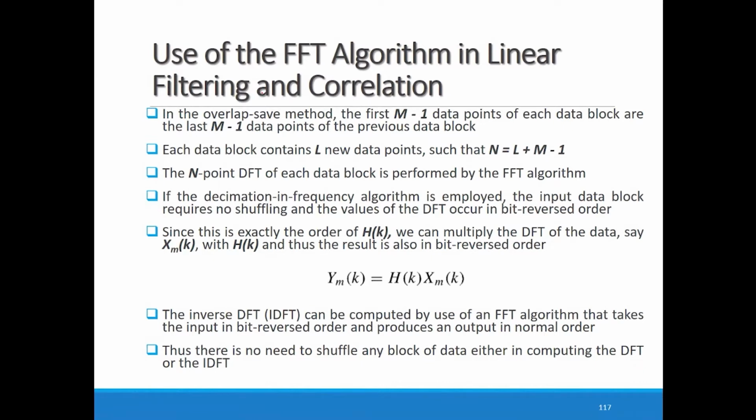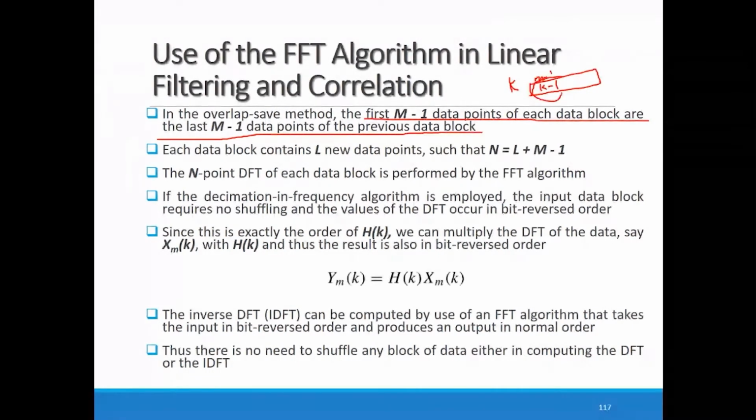So in the overlap save method, the first M minus 1 data points of each data block are the last M minus 1 data points of the previous data block. Suppose I am talking about the k-th data block. The first M minus 1 values I am getting are nothing but the values from the (k minus 1)th data block. So these M minus 1 values are stored from the previous data block. This is what we follow in the overlap save method.